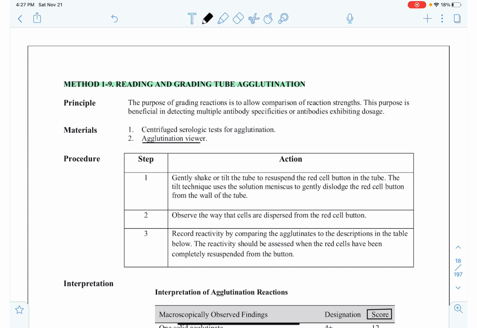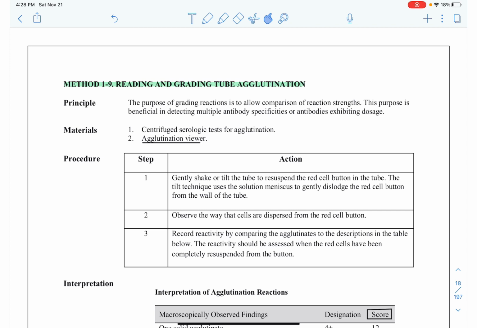The procedure is straightforward. The first action, we gently shake or tilt the tube to resuspend the red cell button in the tube. The tilt technique uses the solution meniscus to gently dislodge the red cell button from the wall of the tube. The next action, we observe the way the cells are dispersed from the red cell button. The third action, we record the reactivity concurrently by comparing the agglutinins to the descriptions in the table listed below. The reactivity should be assessed when the red cells have been completely resuspended from the button.